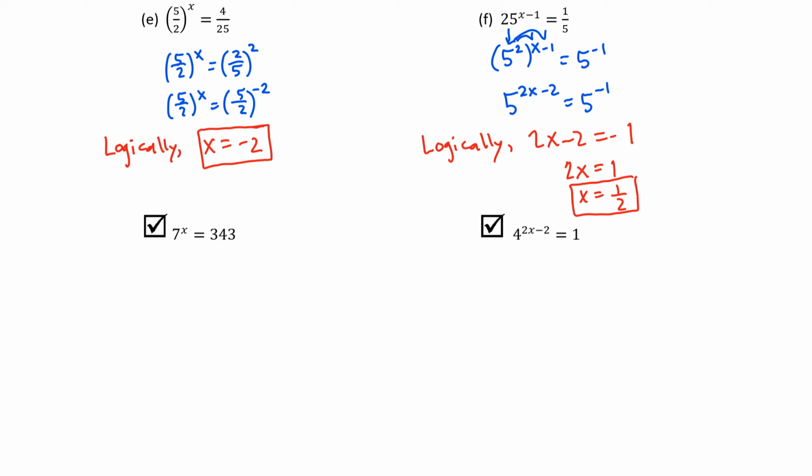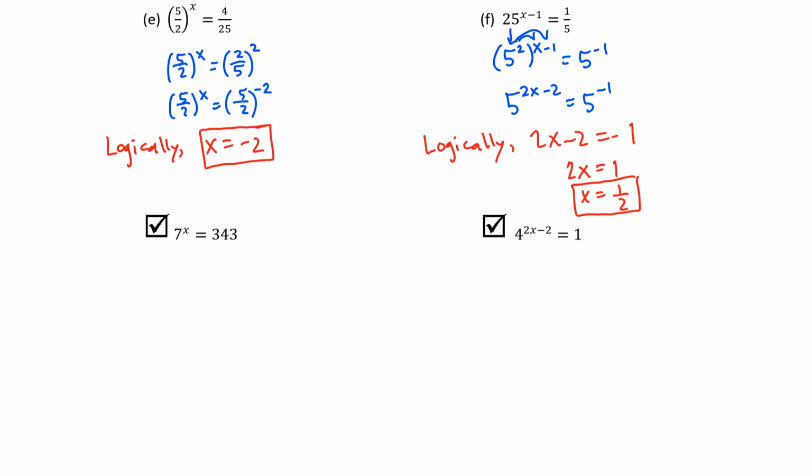Okay, if you want to take this opportunity to pause the video and work the next 2 exponential equations and test your skills, and then turn the video back on and see how you did.